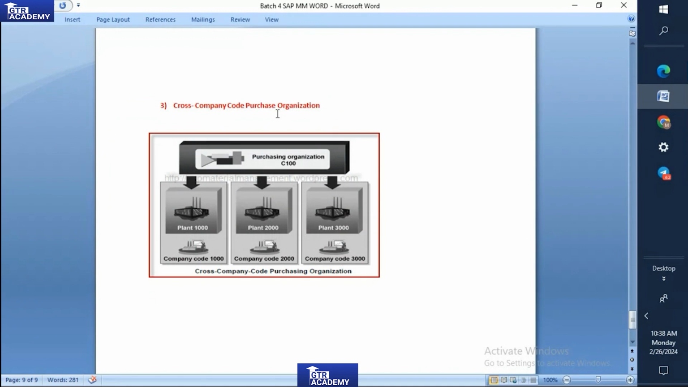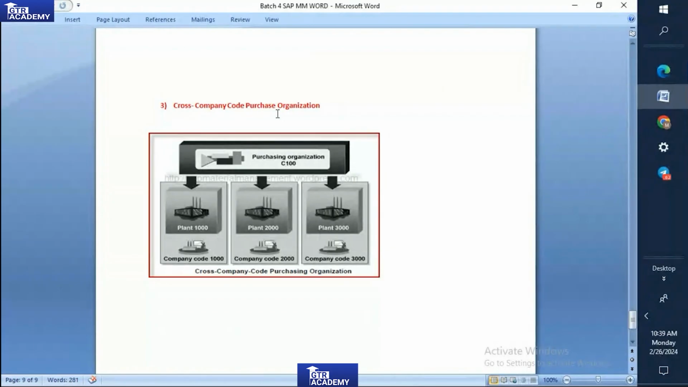Yes. So I'll ask you one question related to this topic. What is a centralized and what is a decentralized purchase organization? The answer is here, in these three types of purchase organization which I explained now. There is an answer: centralized and decentralized.